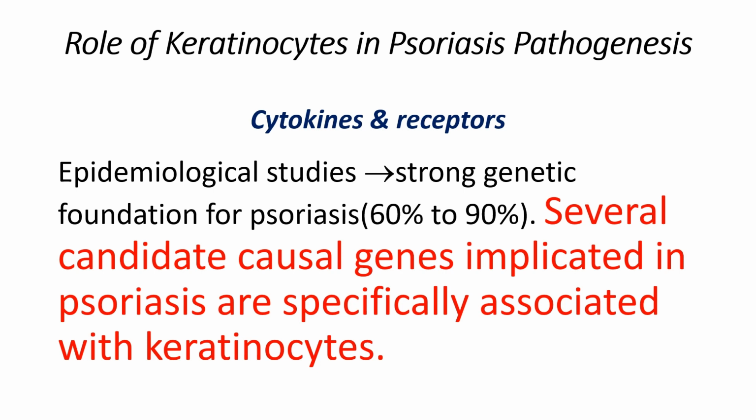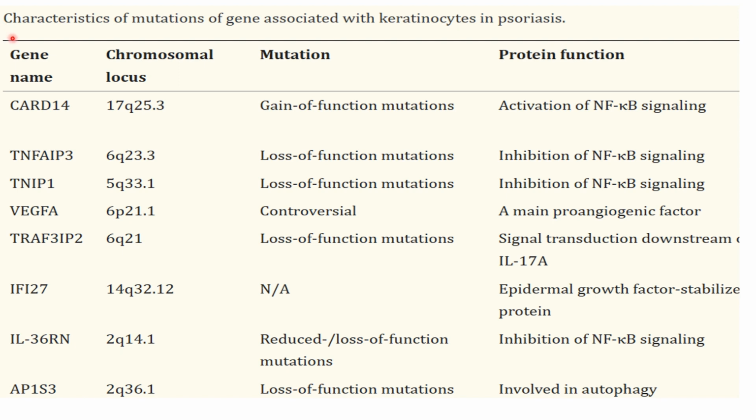Epidemiological studies have revealed a strong genetic foundation for psoriasis, with a high heritability rate ranging from 60 to 90%. Several candidate causal genes implicated in psoriasis are specifically associated with keratinocytes. In this table, we can see characteristics of some mutations of genes associated with keratinocytes in psoriasis.